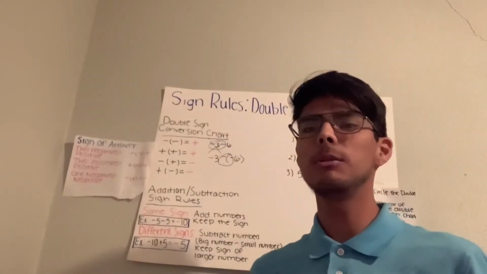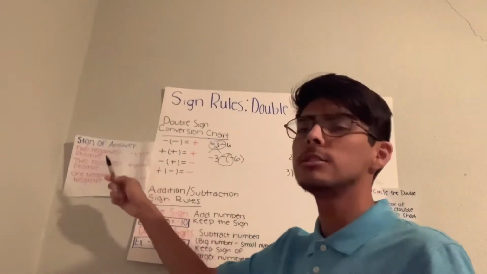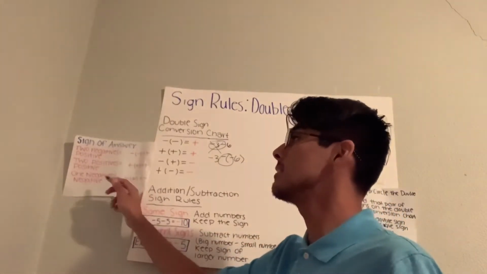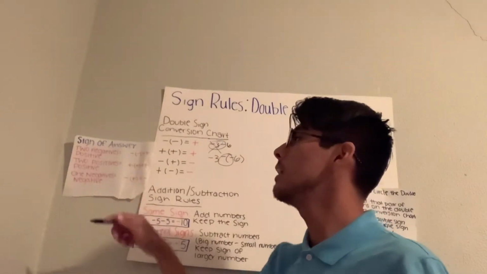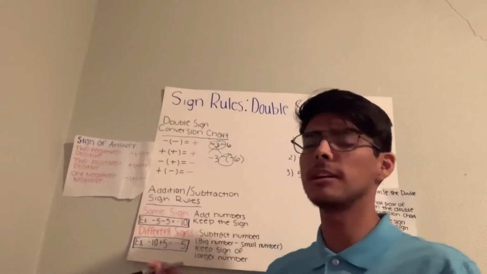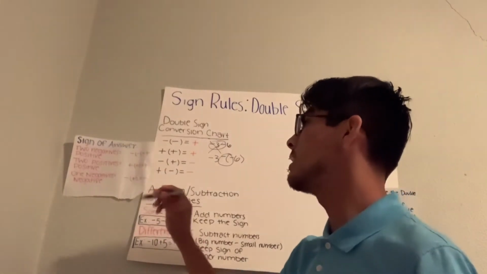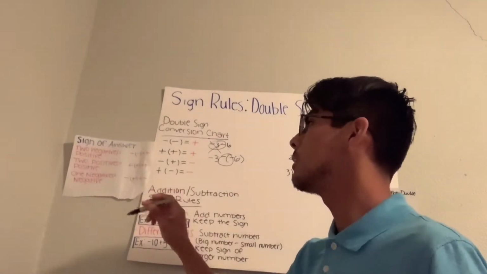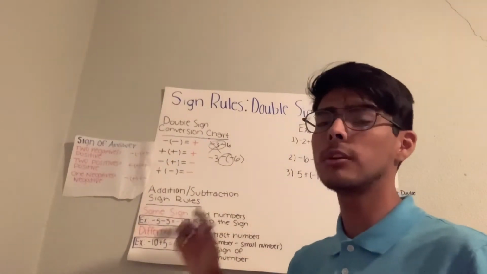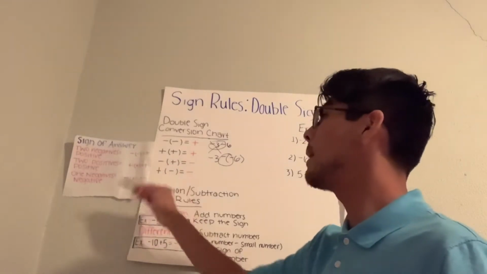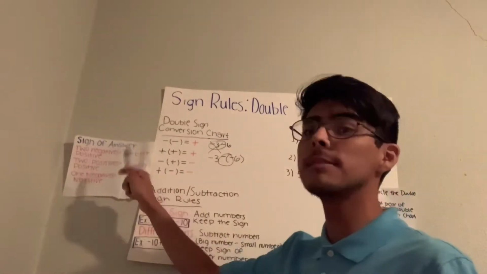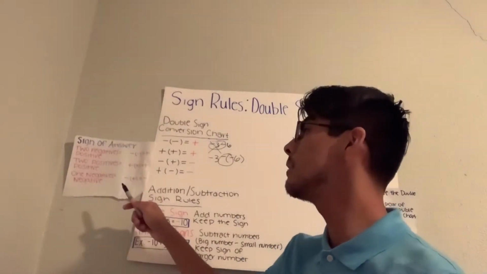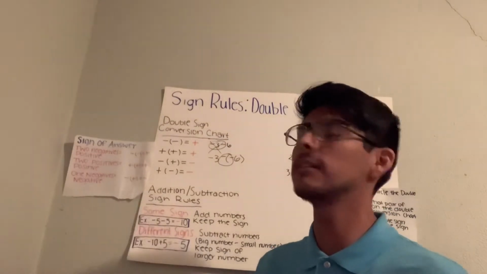So next we're gonna move on to the sign of the answer. So 2 negatives equals a positive. 2 positives equal a positive. And 1 negative equals a negative. So this is for when you get your answer and you don't know which sign to use for your final answer, you're gonna remember this. So 2 negatives again equals a positive, 2 positives equals a positive, and then 1 negative equals a negative.